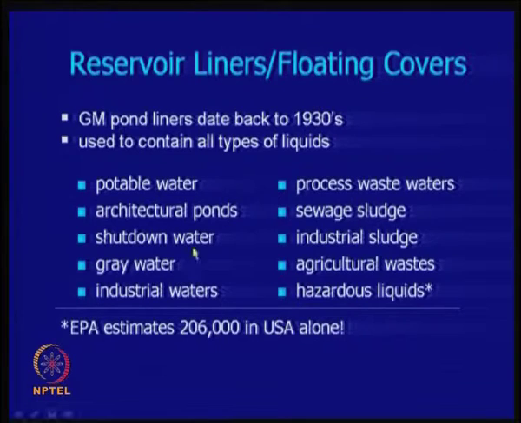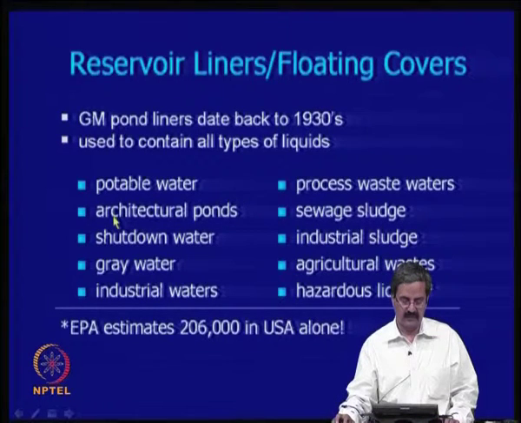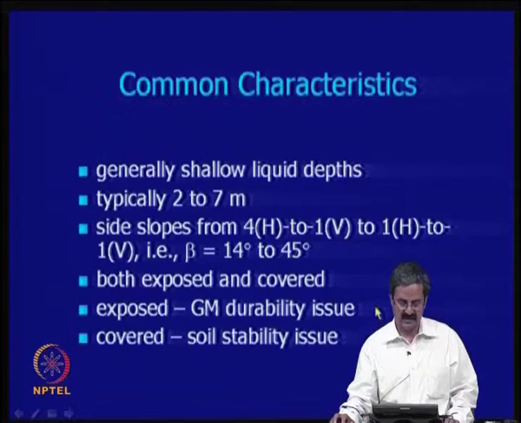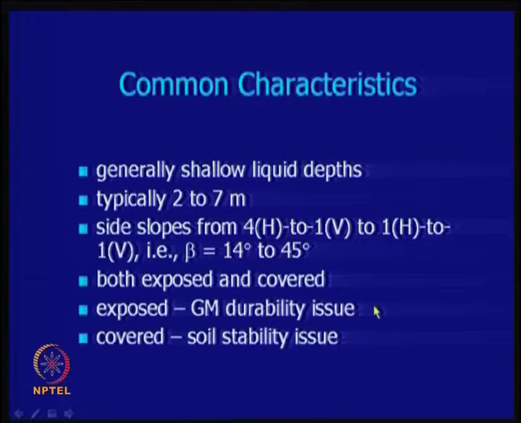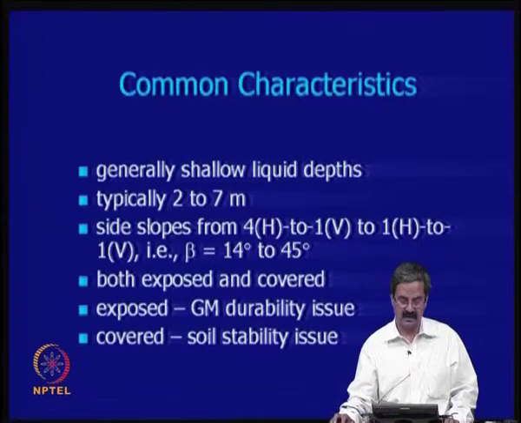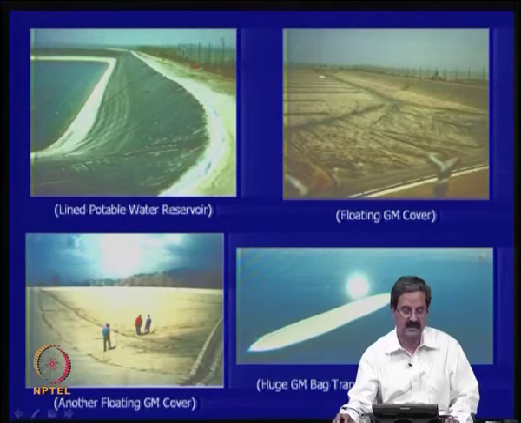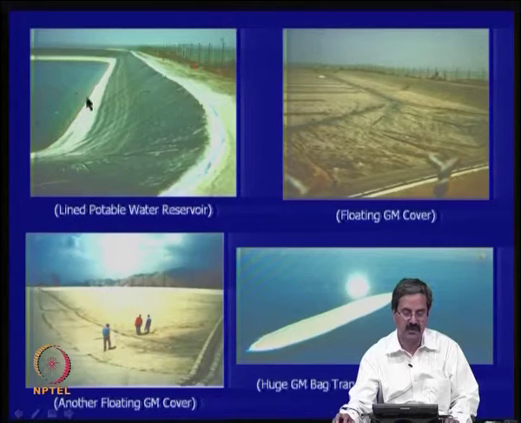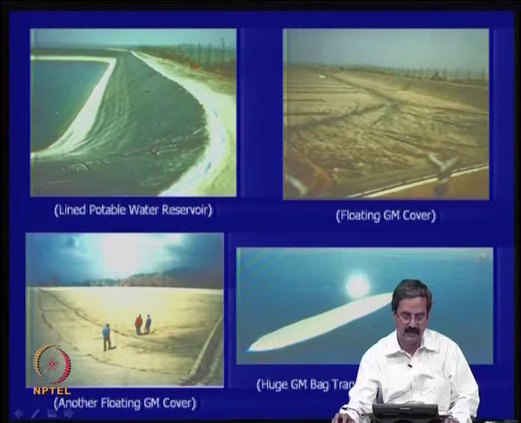The geomembrane lining is very essential. It has been useful for storing in tanks, like ponds, whatever wastewater that you have, sewage sludge, agriculture products and hazardous liquids and all that. And the advantage here is that there are some issues with liquid depths and slopes. Let us say, for example, this is potable water which is stored, and the potable water should not be leaking. So, you need to have a geomembrane for that.